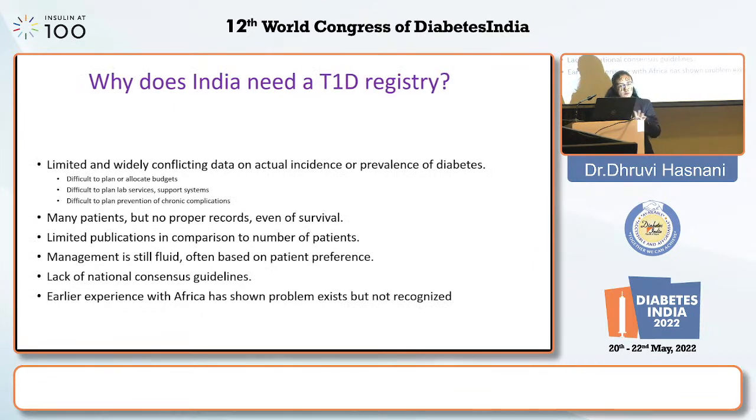So I come to almost my concluding slides: why does India need a registry? We know that there is lack of data, lack of evidence. The only thing that we have to look upon as a group of DGenius is planning, allocating budget, planning lab services that could be very uniform, create support system.